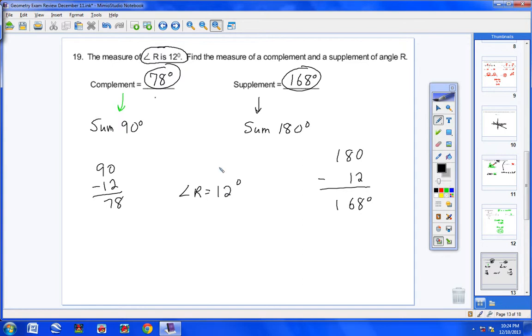So when I ask you to find a complement, that just means find the angle that goes with this angle so that when you add them together you get 90. And when I ask you to find the supplement, that simply means find the angle that adds up to 180 with your given angle. And that's all you have to do. Complement, sum is 90, supplement, sum is 180. So all that I'm reviewing here for your exam is what the complement and the supplement of an angle is. All right, let's continue on.